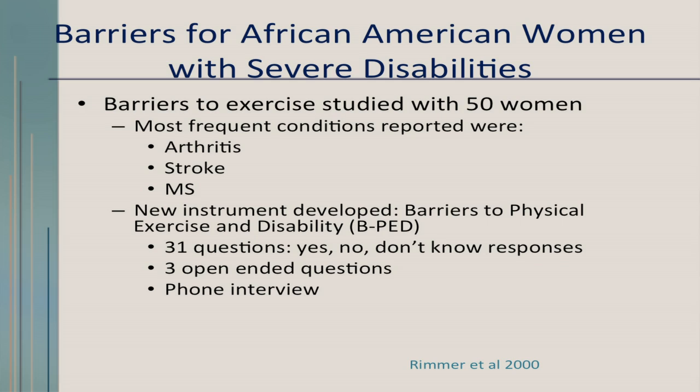So Rimmer, again, studied barriers for African American women with severe disabilities, and this population of women were in a poor area of Chicago, and there were 50 women that participated in the studies, and their most frequent conditions were arthritis, stroke, and multiple sclerosis. Dr. Rimmer and his associates developed a new instrument to measure barriers to physical exercise and disability that included these numbers of questions, and they conducted it through a phone interview.